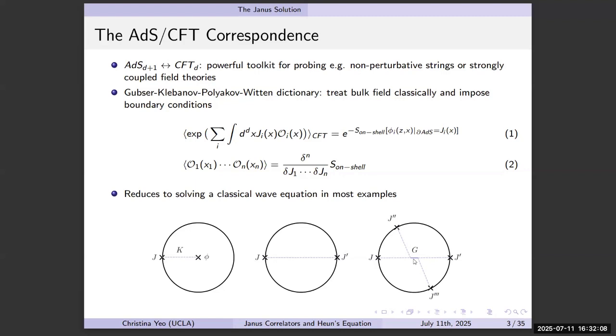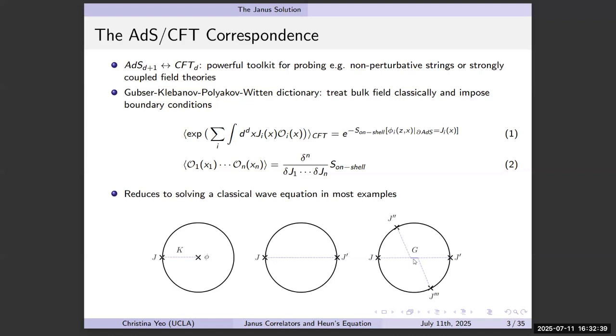The boundary value of a bulk field will act as sources on the boundary, and the CFT generating functional and the gravitational partition function are equated by the correspondence, and then all we need to do is just take successive derivatives of the on-shell action with respect to the sources. And in most cases, that'll just give us some classical wave equation, unless we're looking at fluctuations about the saddle, which we won't be doing today.